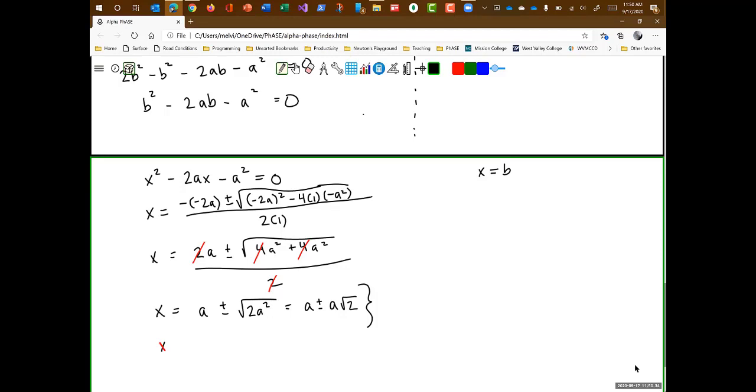Okay, so this is the value x, and this should all be in terms of a magnitude because we solved this as a magnitude, and x was equal to b. So that means there are two possibilities. One possibility is a plus value. One possibility is a minus value.